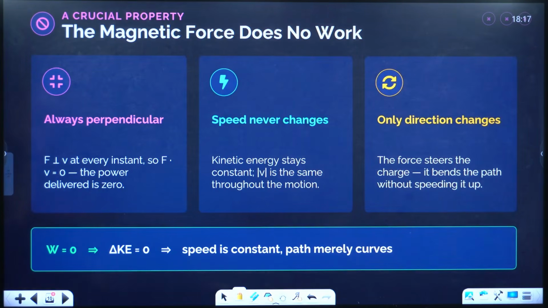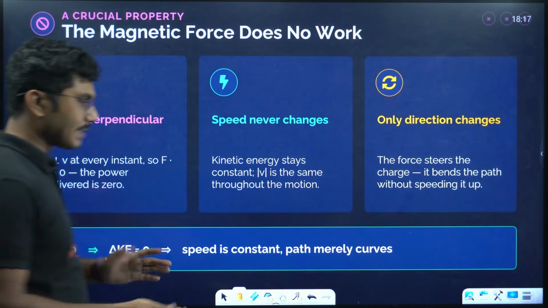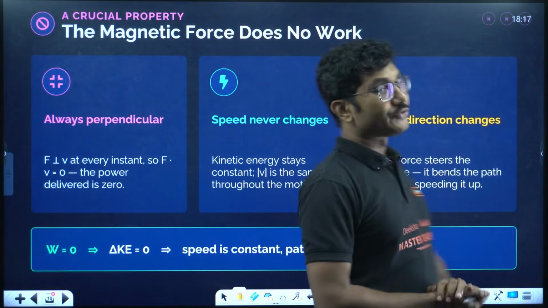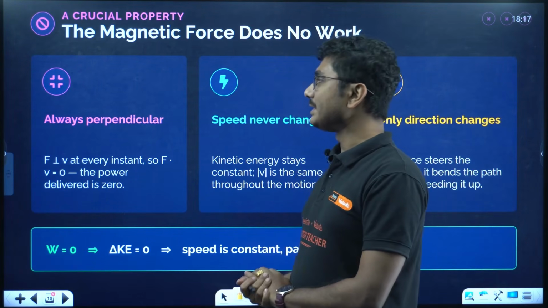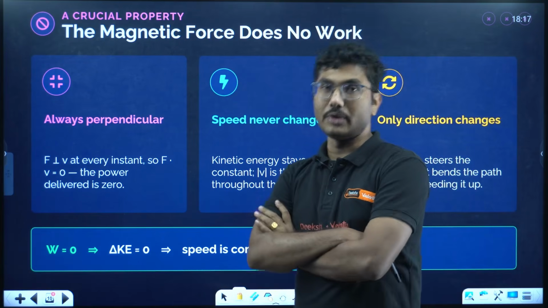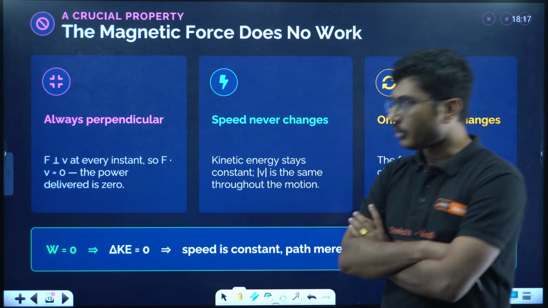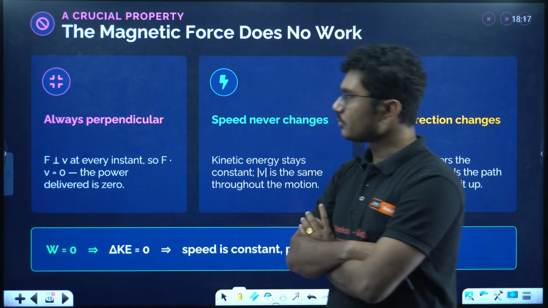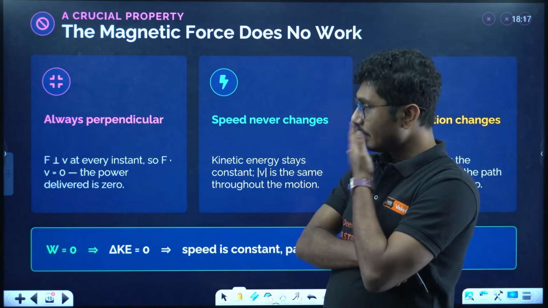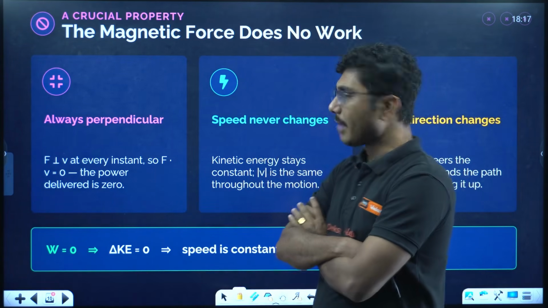Next is magnetic force does no work. As I mentioned, magnetic force is the no work force. It does not do any work. The main reason is that it is always perpendicular to velocity. Force is always perpendicular to velocity at each and every instant. So F into V is 0. The power delivered is 0.